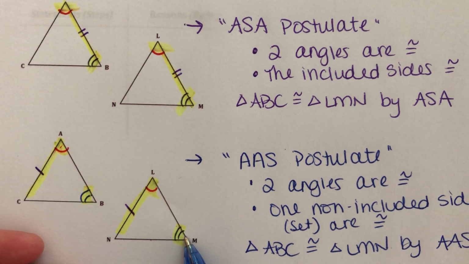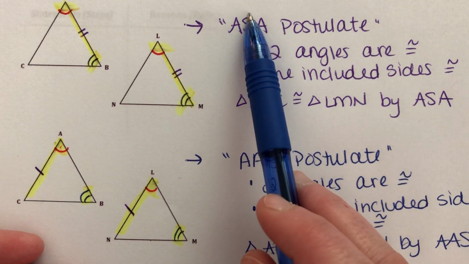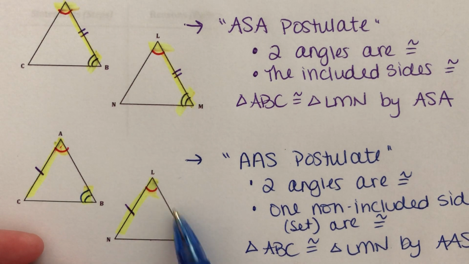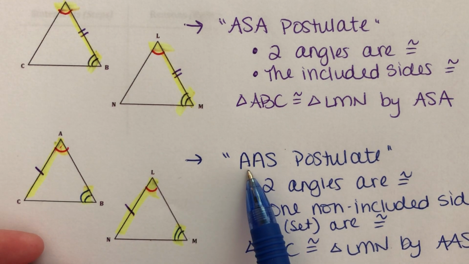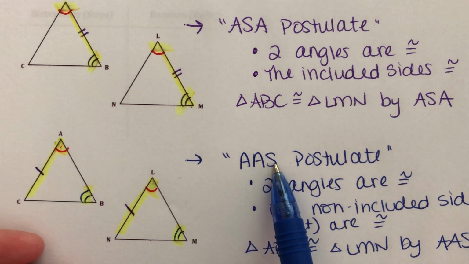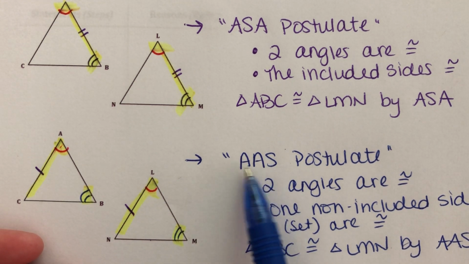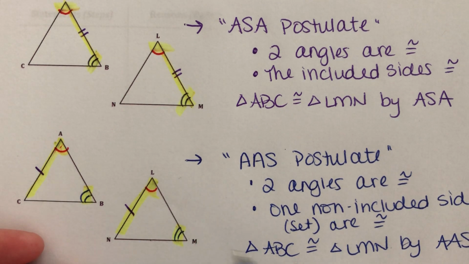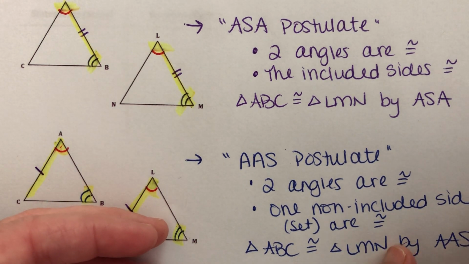If this is the one congruent, then we're looking at ASA. But if it's not in between these 2 congruent angles, then we're looking at angle, angle, side. Angle, angle, and then a side. The side is not in between the 2 angles, right? Hopefully that makes sense. That's a little shortcut version.